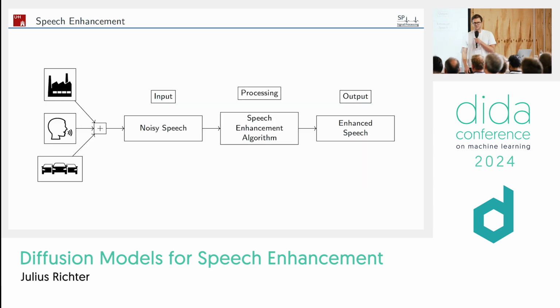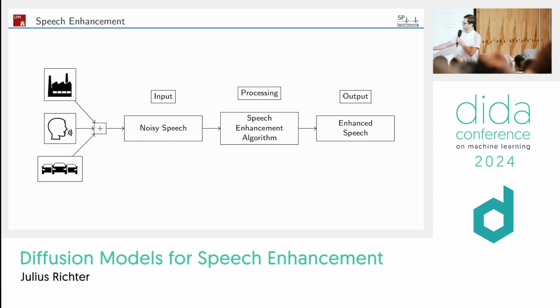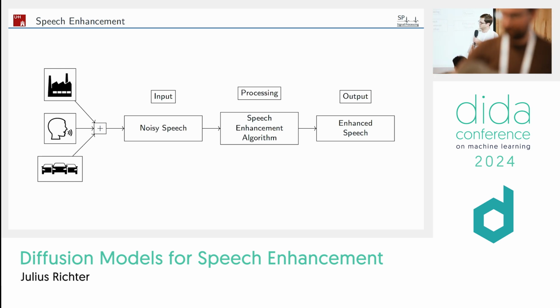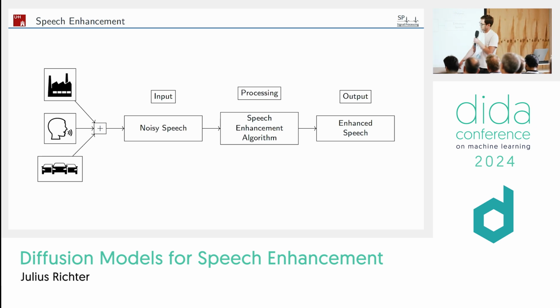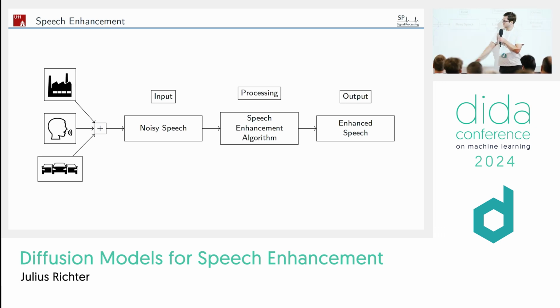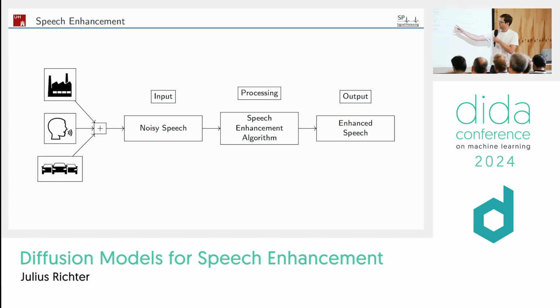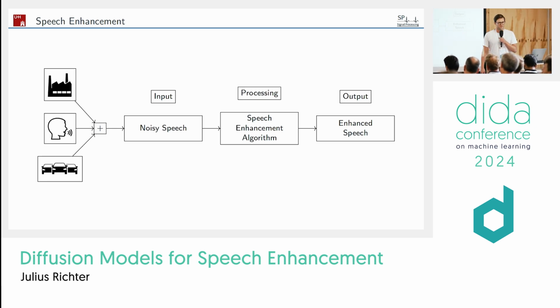So what is speech enhancement? For those of you who are not familiar with that, you have an input which is noisy speech. So it's most of the time a speaker talking into a microphone, and then this signal is overlaid by noise signals, for example, fabric noise or car noise or what have you. And then this noisy speech, which is typically in our task monaural, so you have only one microphone, is fed into a speech enhancement algorithm such that in the end you expect to have the enhanced speech, which ideally is only the signal of the speaker.